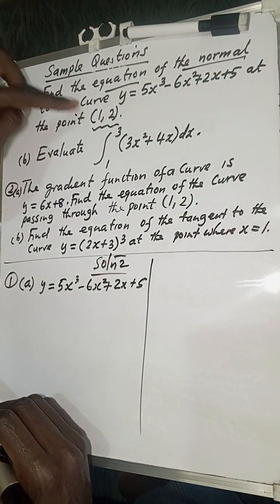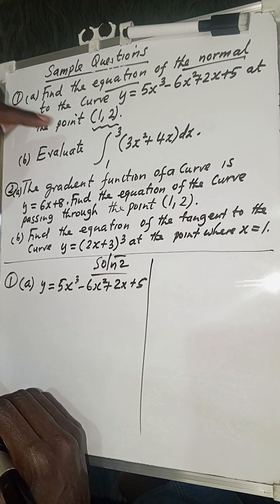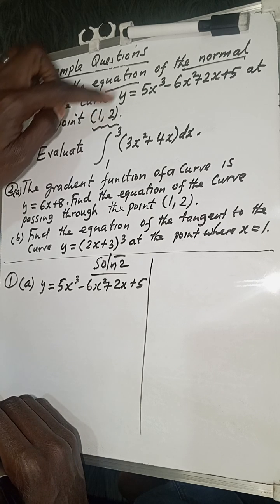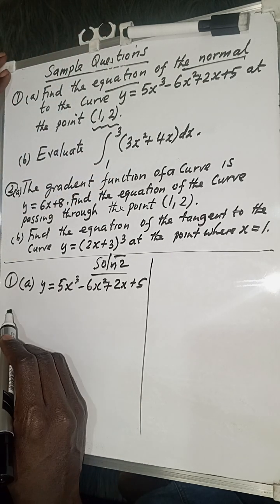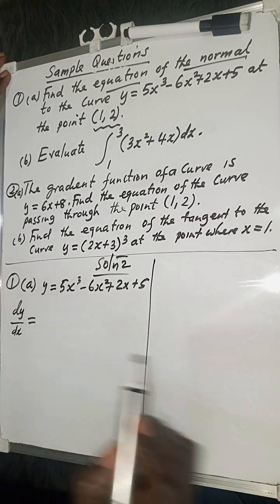It's good they have given you both the x and the y value. Sometimes they can just give you one value. You need to find the value of y by replacing this into that expression. So the first thing, you find dy over dx, you differentiate.